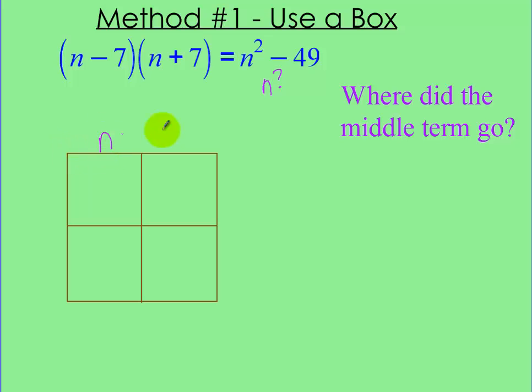Let's find out. So I'm going to set up my box, n minus 7 on top and n plus 7 on the side. N times n is n squared. N times negative 7, negative 7n. 7 times n is 7n. And 7 times negative 7 is negative 49.